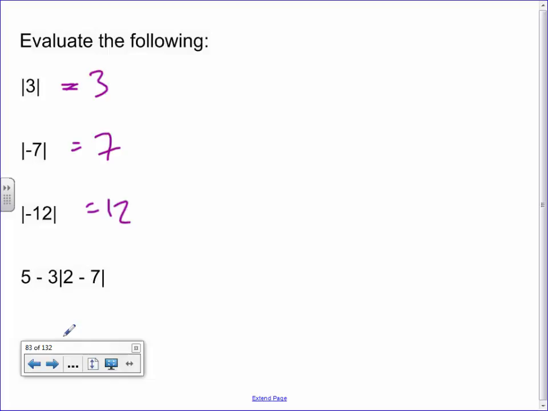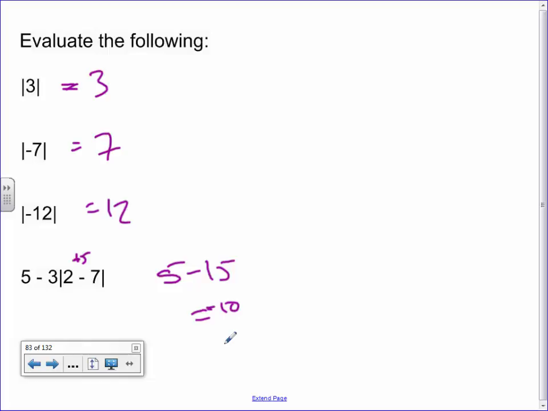What if I do this? Well, you have to approach it step by step. What is 2 minus 7? That should have been negative 5. Not anymore. Now we'll make it positive 5. So 3 times negative 5 is what it would have been, but now we're going to make it positive. So 3 times 5 would make it 15. So that would be 5 minus 15, or negative 10.